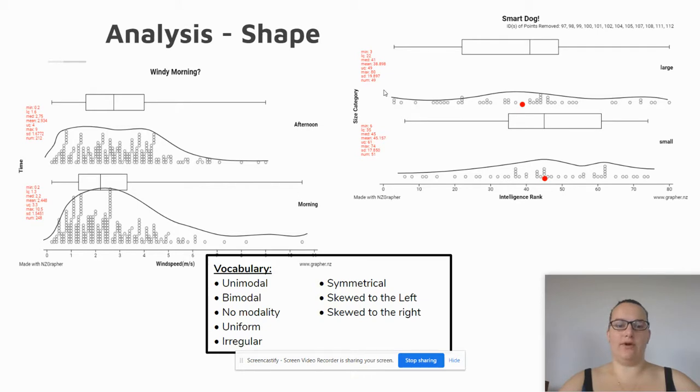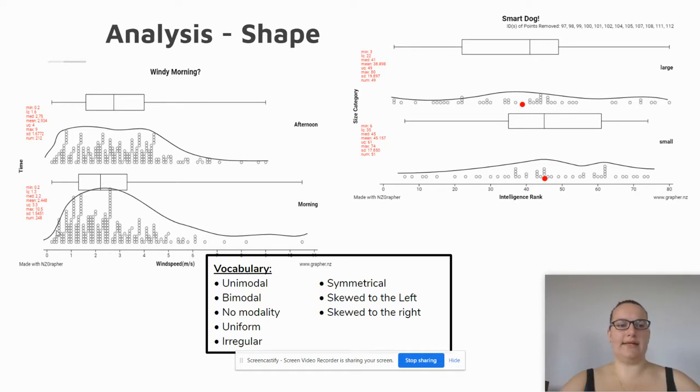Now, we use some very particular language when we talk about shape. We've got some vocabulary down here. We could be talking about unimodal data, bimodal data, no modality, uniform, irregular. All of that is talking about how many peaks, how many high points we have in our data. So if we have a look here, we have many, many high points, but if we look at the shape, it's actually one sort of uniform shape here. Okay, so that's talking about the fact that we've got a very flat top is uniform.